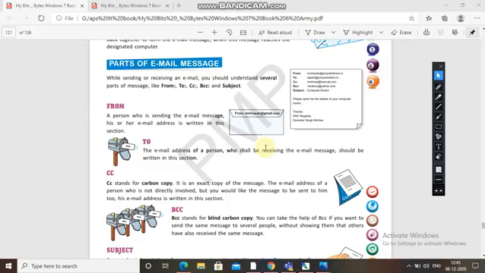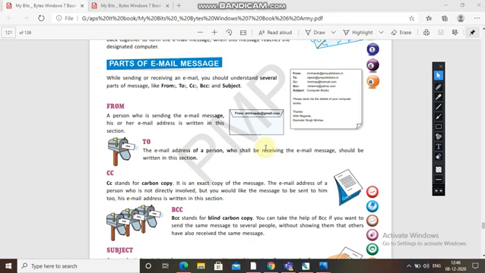The person who is sending the email message, his or her email address is written in this section. Then To: the email address of the person who shall be receiving the email message should be written in this section.